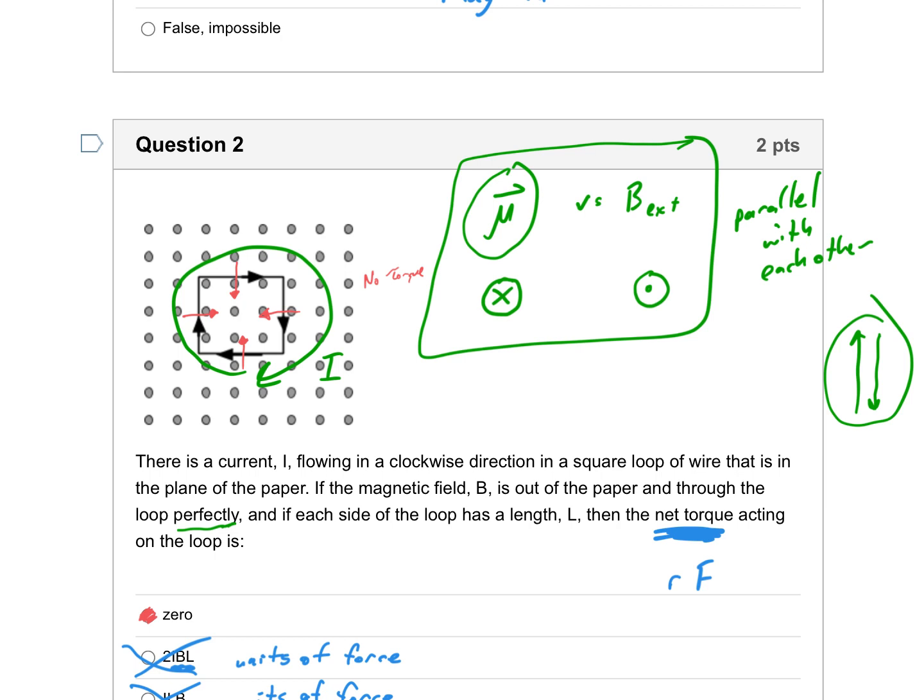So if you think of that magnetic moment as a compass, it's already aligned with the external magnetic field. Therefore, it will not be rotated. Therefore, zero torque.